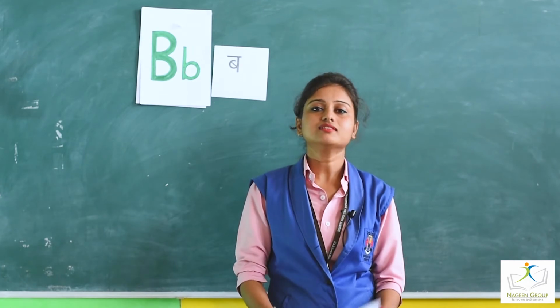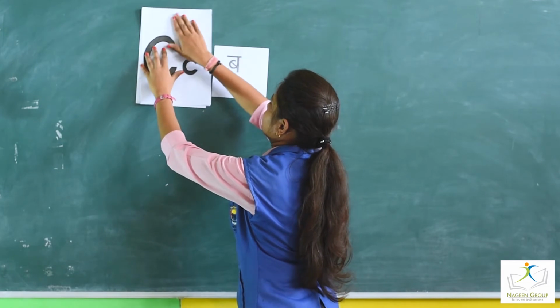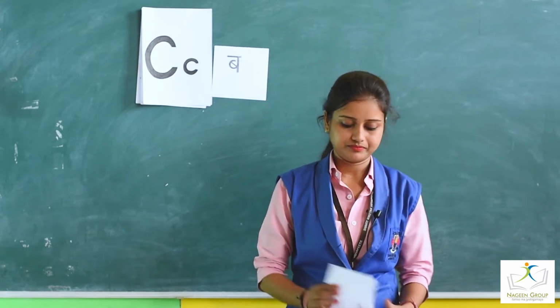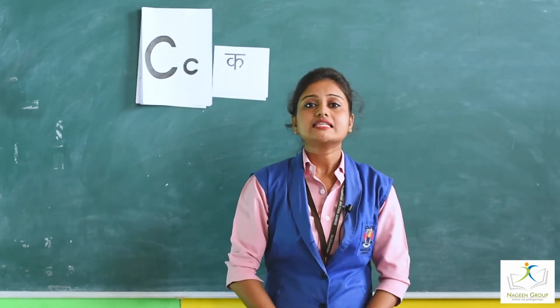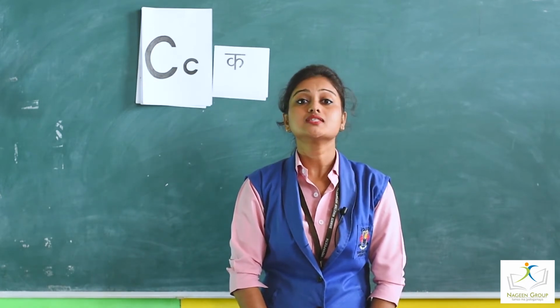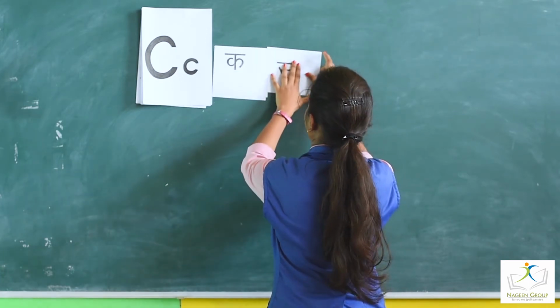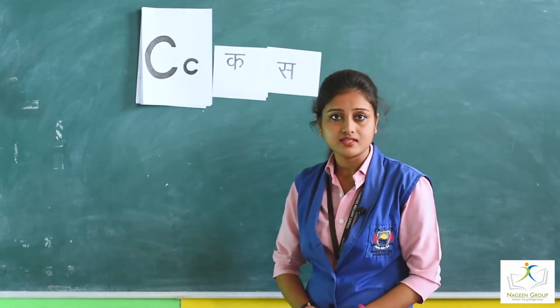Next I have the letter C. Letter C has two sounds. When C is followed by A, O and U, it has a hard sound of K. When C is followed by E, I or Y, it has a soft sound of S. K as in car and S as in city.